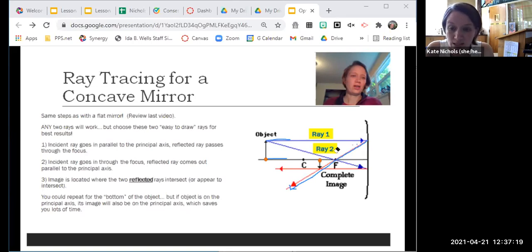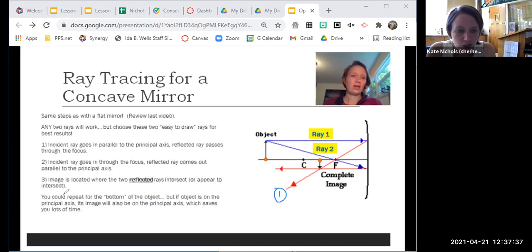And this is what happens on the test as well. They're not actually drawing these devices to scale. And so this is why you have to use these special rays to make sure that you get the image in the right location. So the incident ray goes in parallel to the principal axis, and it must pass through the focus back out. So that's my ray number one right there.